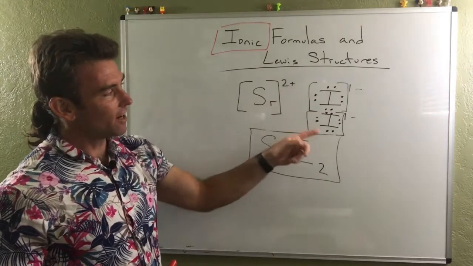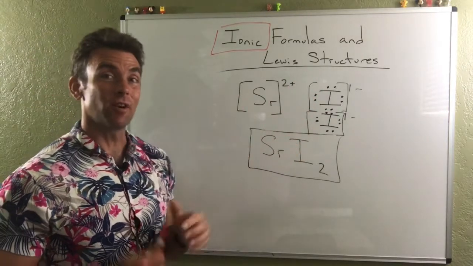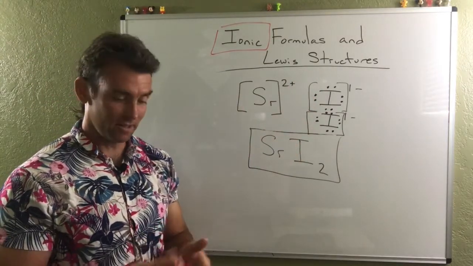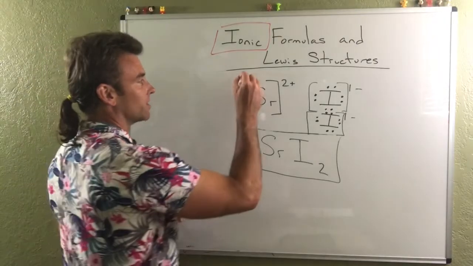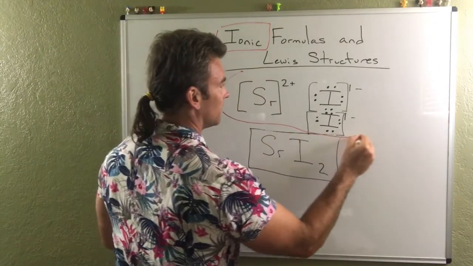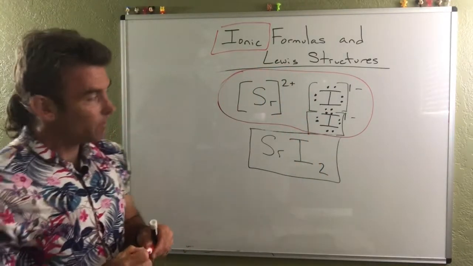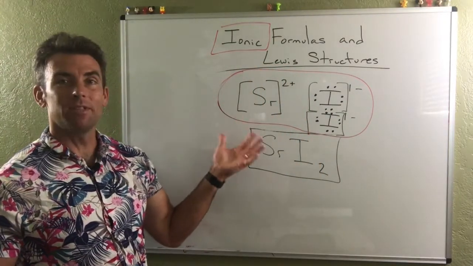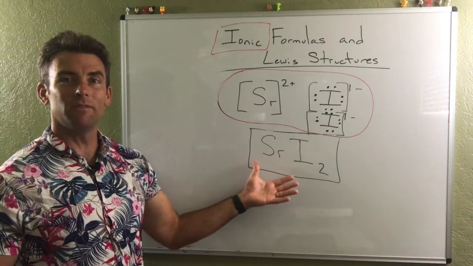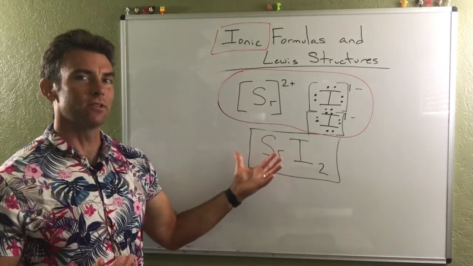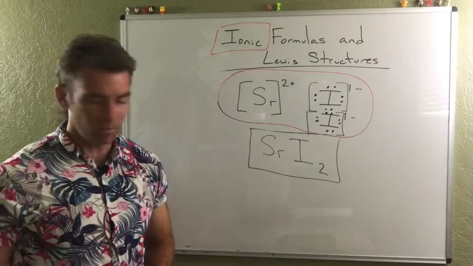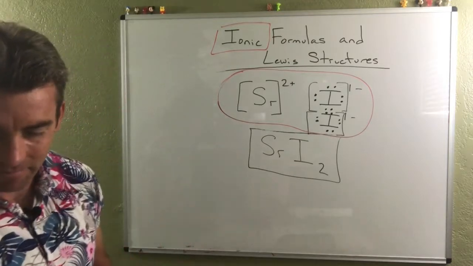So what we see here is what's called a valid Lewis structure of an ionic compound. And the valid Lewis structure is this guy. And really all it is, is a way of representing what is involved in this formula. Pretty simple to construct. We're going to go through a couple more examples of that.